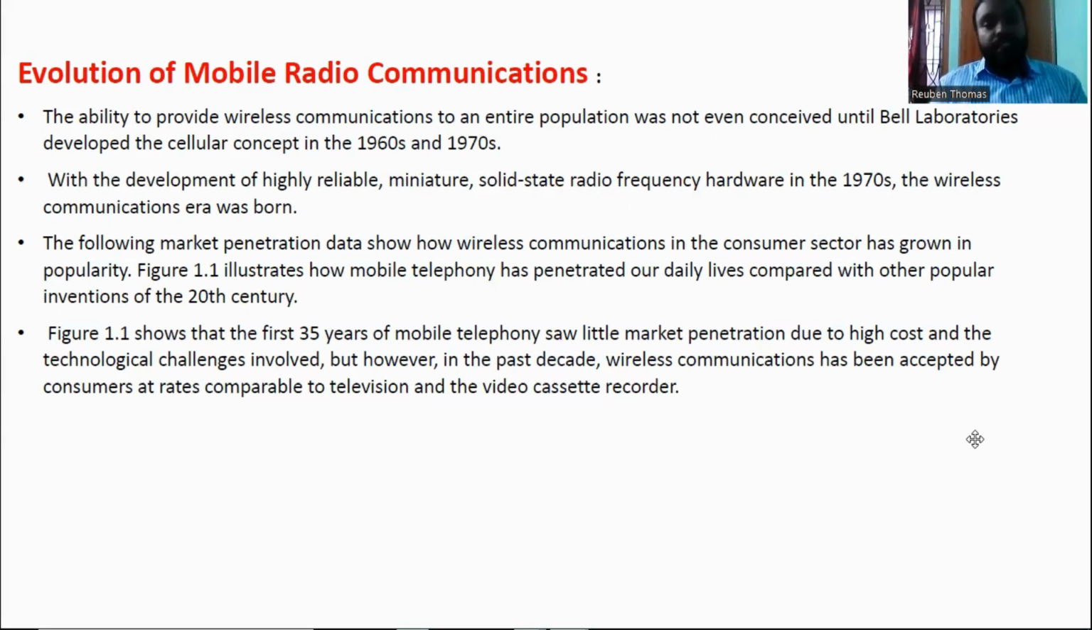So this is the evolution: how it started in the 1960s and 1970s when the research was going on in Bell Laboratories, how it came into highly reliable miniature solid-state radio frequency hardware in the 1970s, how it became popular in the 20th century, and how, over the past 35 years of telephones, this evolution has made great progress.